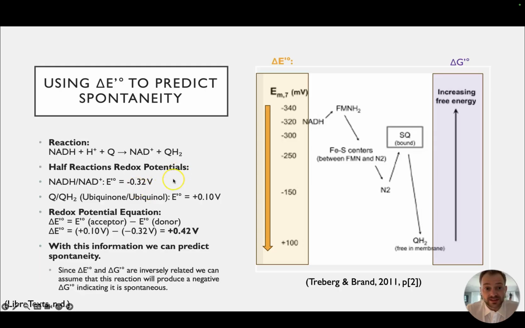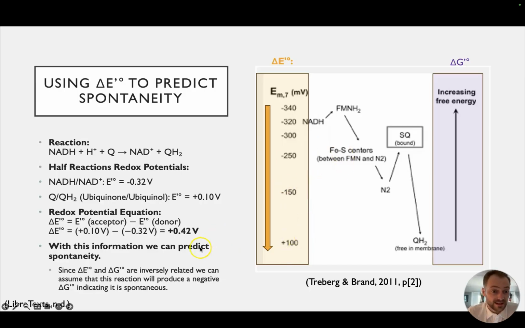Let's actually evaluate this reaction just to see how accurate this graph is. So the half reactions involved are NADH to NAD and Q to QH2, ubiquinone to ubiquinol. The acceptor has a redox potential of 0.1, the Q to QH2, whereas the donor has a redox potential of negative 0.32. Together, these give us a difference in redox potential of 0.42, which is actually 420 millivolts.